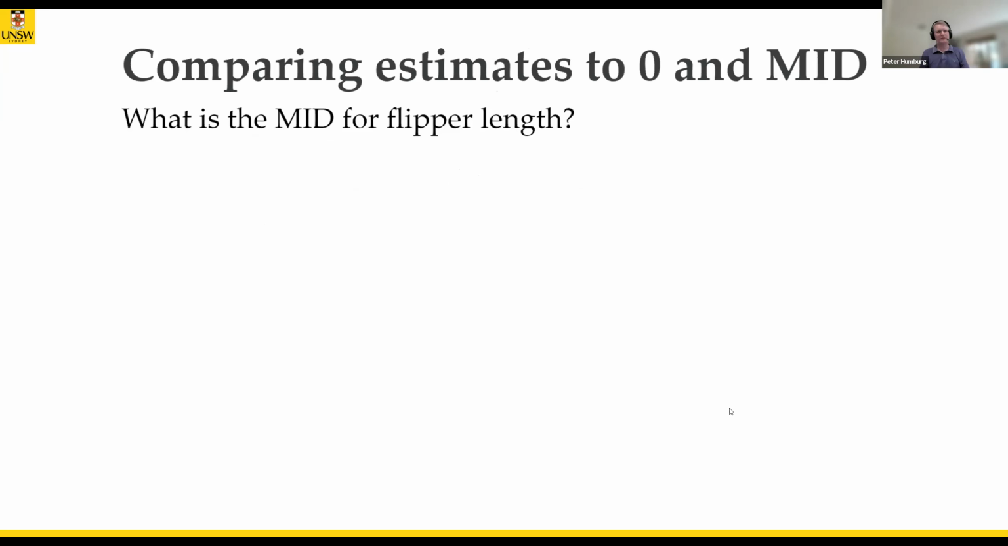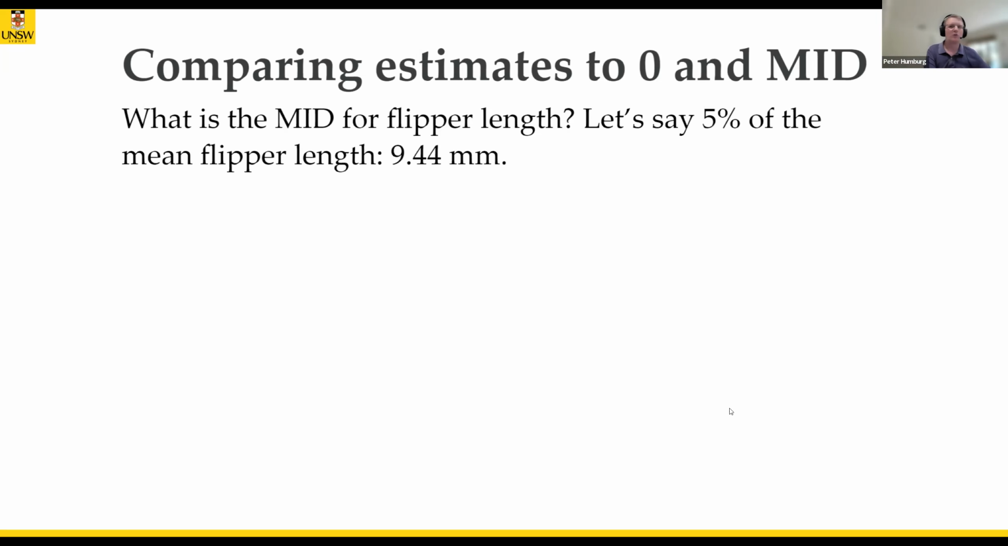So returning to the penguins, what would we consider to be a sort of minimal difference in flipper lengths to get excited about? Well, I have no idea. My knowledge of penguins extends about as far as knowing that they're kind of cute. So I don't know what a biologically meaningful difference in flipper length is. But for the purpose of this example, let's say we start caring if it's about 5% of the mean flipper length, right? Which would work out to be 9.4 millimeters or so.